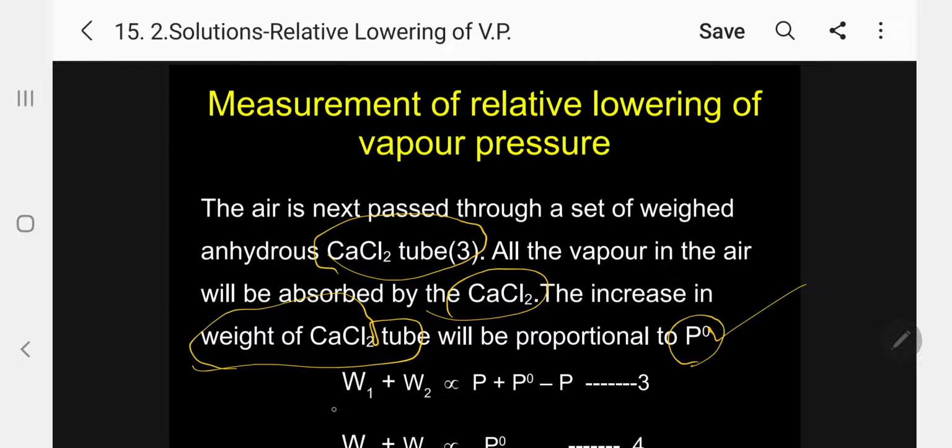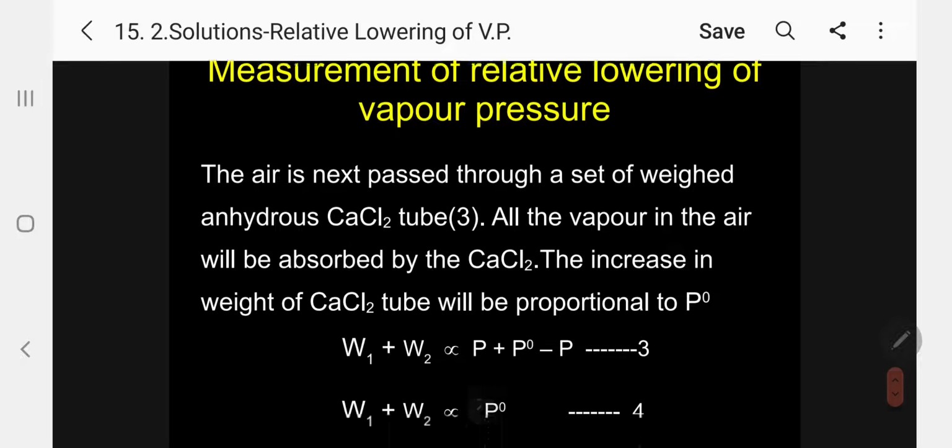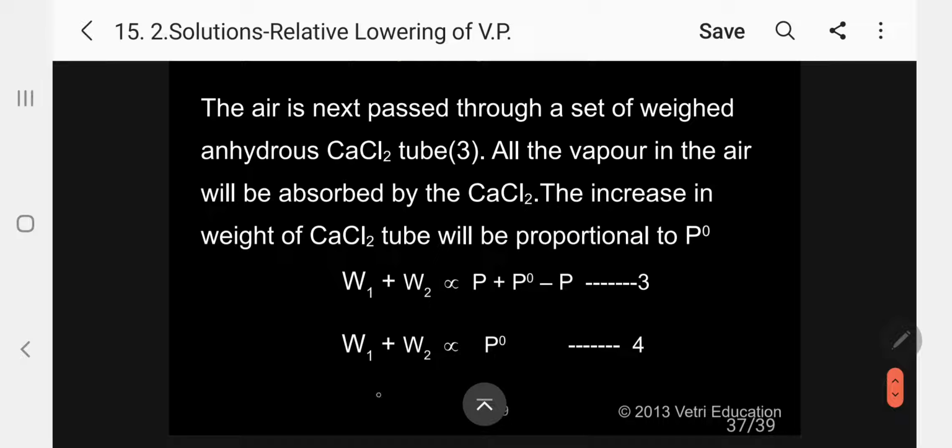Kindly follow. W1 is proportional to P, W2 is proportional to P naught minus P. I am adding W1 plus W2, both are absorbed in the third tube. So P cancels. That means it is proportional to P naught. That's why we say the increase in weight of the calcium chloride tube will be proportional to P naught, or I can write W1 plus W2 is proportional to P naught. This is equation 3.